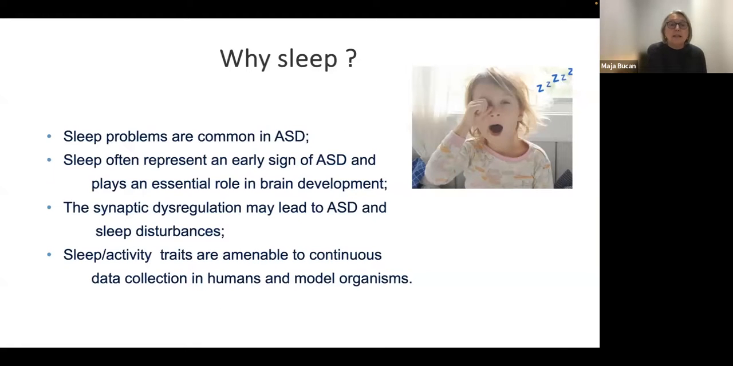Another very interesting aspect for us researchers is that there seems to be a convergence of evidence that synaptic dysregulation plays a very important role in autism and also in sleep disturbances. And this dysregulation can be studied not only in humans, but also in model organisms.